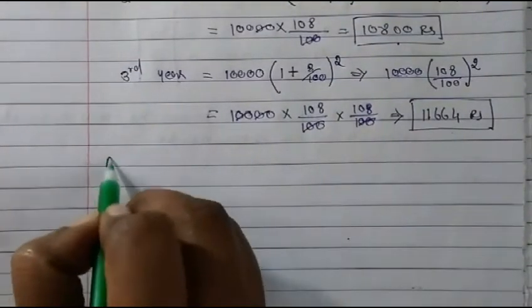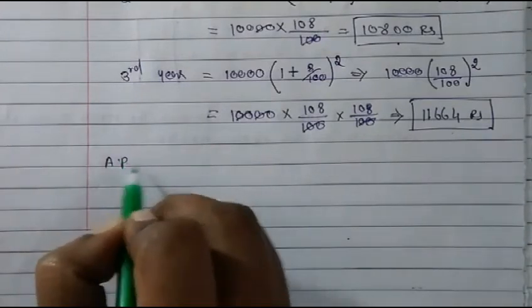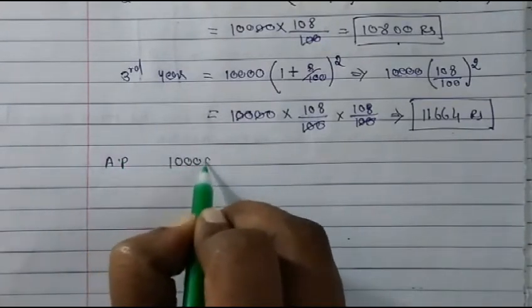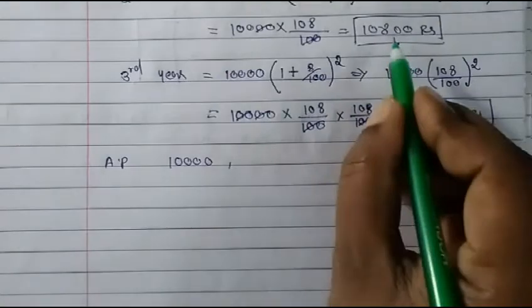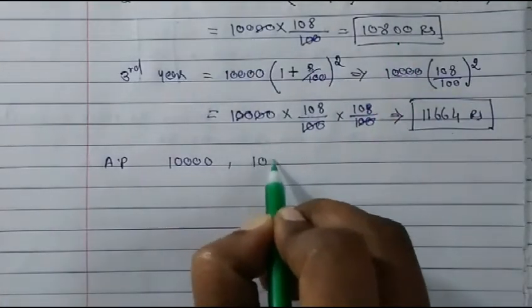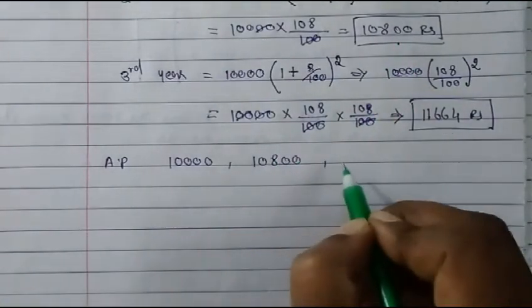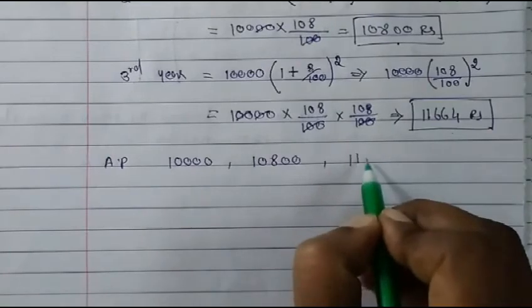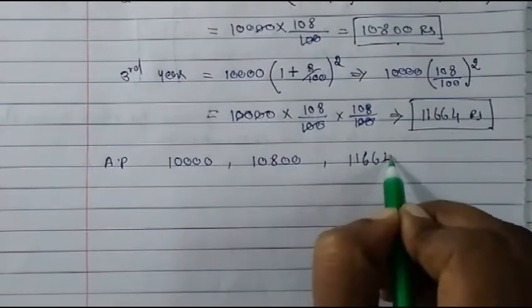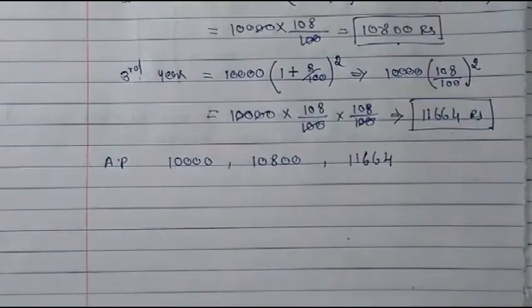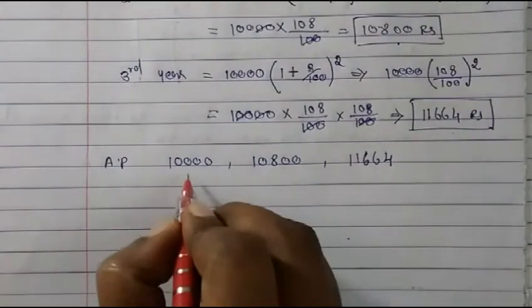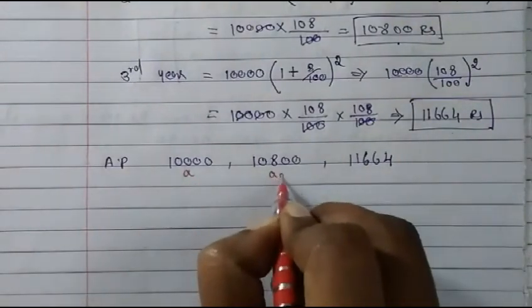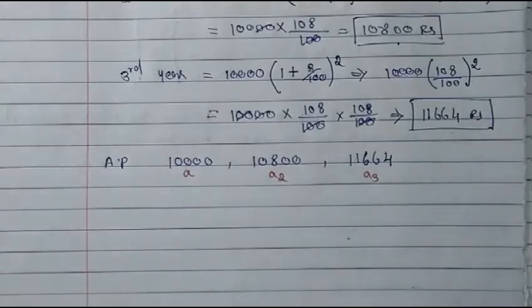The AP that we have got here is first 10,000, then the value we got is 10,800, then another value we got is 11,664. Now let's check whether it is AP or not. So AP means this is A, this will be A2, this will be A3.